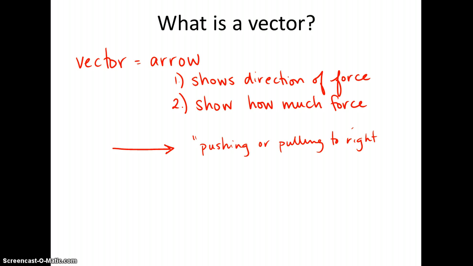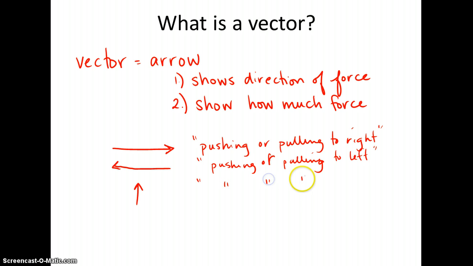Okay? I might draw this sort of arrow. And this tells me it is pushing or pulling to the left. I also might draw an arrow pointing up. In this case, it's pushing or pulling up. I think you get the general gist of it. All right, so that shows the direction of the force, but it can also show how much force.